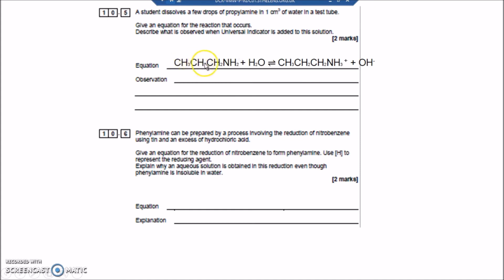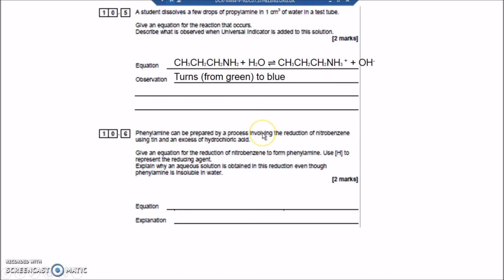Propyl, CH3, CH2, CH2, NH2, and from the water it accepts an H plus because it's a base, an H plus acceptor. If it accepts an H plus from the H2O, the H2O has lost an H and it's become OH minus. Observation: if that's a base, then the indicator goes blue.